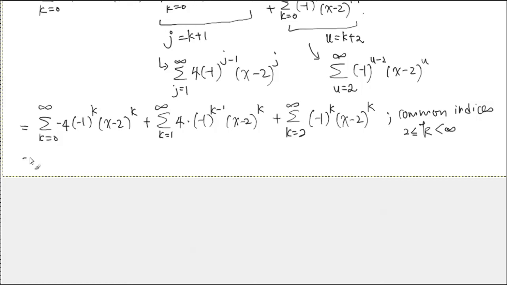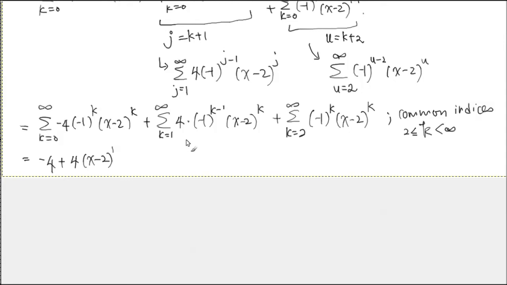So it goes like this. The terms that don't belong to the common index are k equals 0 and k equals 1, right? Common index starts from 2 to infinity. What is the k equals 0 term? That is negative 4. Correct? When k equals 1, what do you get? Negative 1 becomes a positive 4 and x minus 2 to the first power. These two terms don't belong to the common index, so I set them aside.